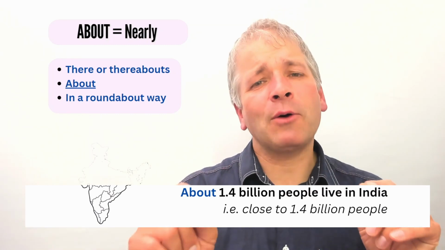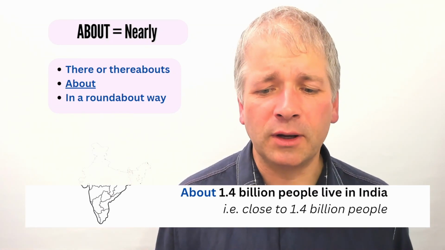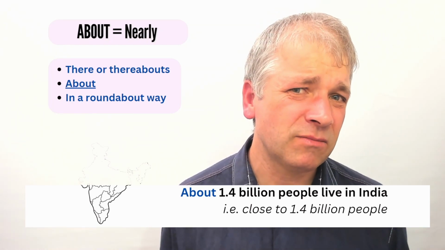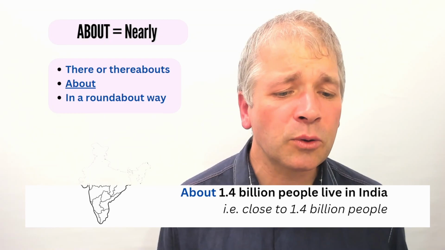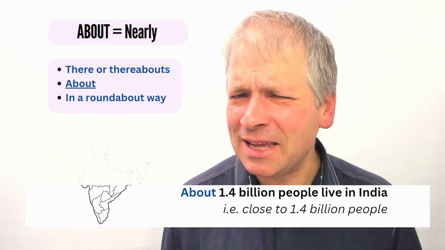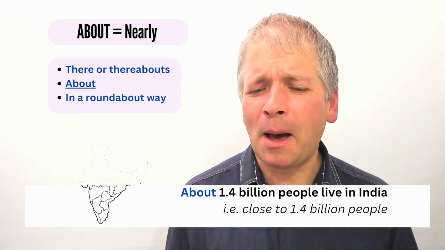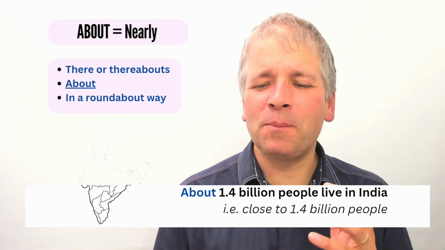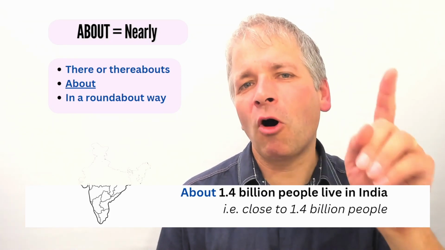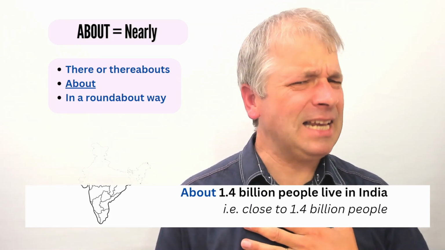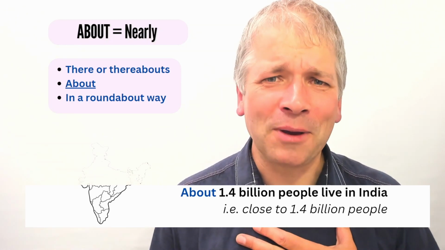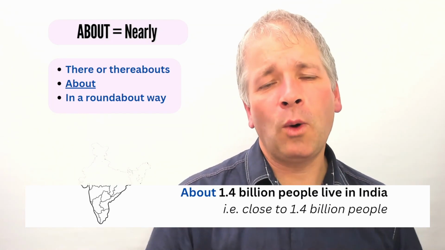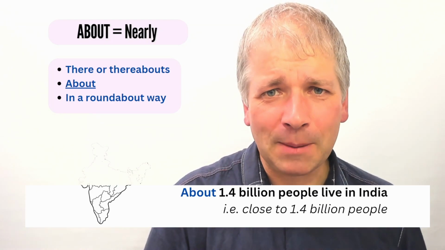Now, the word about on its own often means nearly. You could also say approximately, roughly, close to. For example, I believe that the population of India is about 1.4 billion people. About 1.4 billion people live in India. If I'm wrong, please put it in the comments because I don't always know my populations very well, but I think it's right. It's close to 1.4 billion people.